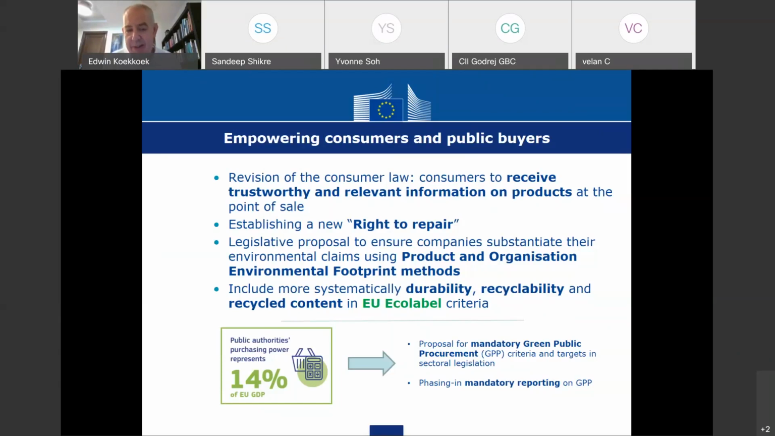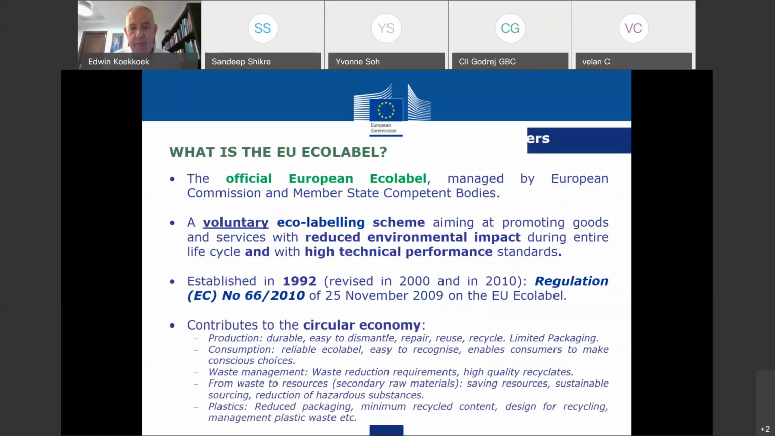Perhaps here a very important figure. Again, when we talk about recovering from COVID, this is a very important figure. The public authorities' purchasing power in Europe represents 14% of the EU GDP. So it's very important to use this purchasing power to indeed have a green recovery.